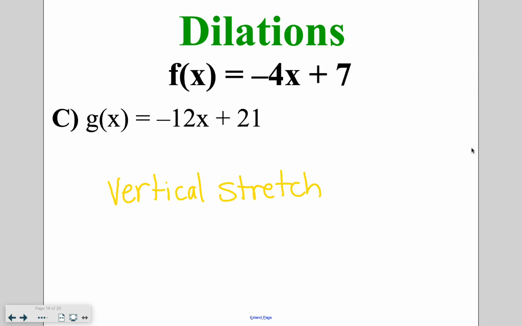So when you do this one, once again, you multiplied both values. You multiplied them both by a 3, so that is going to be a vertical stretch.